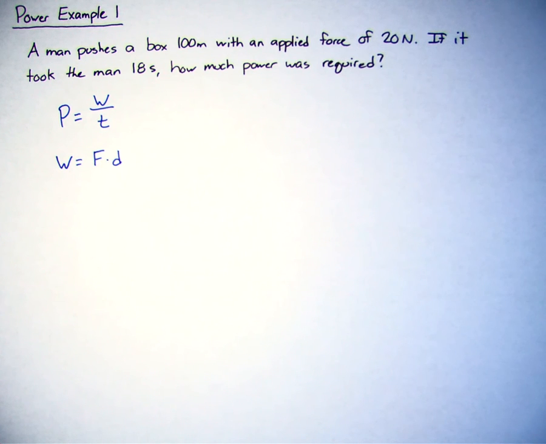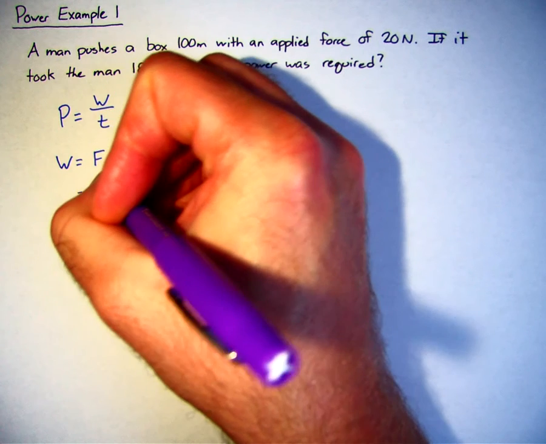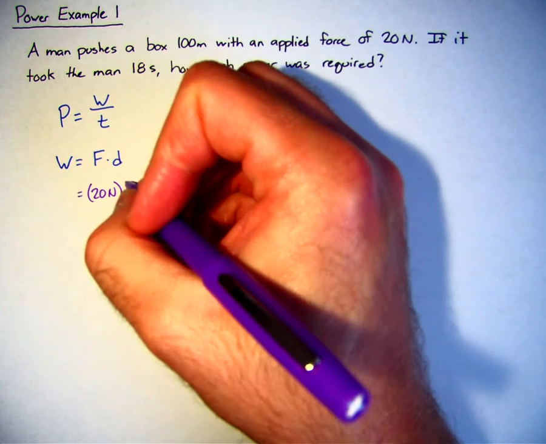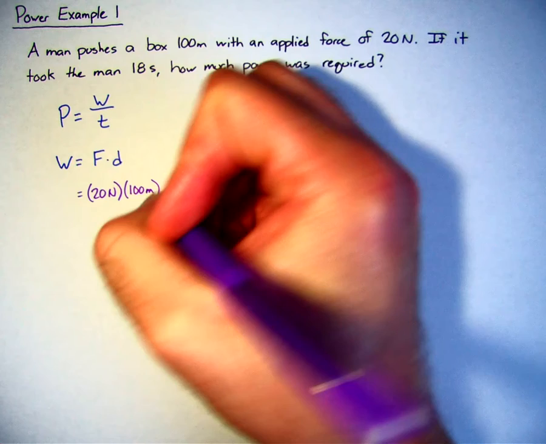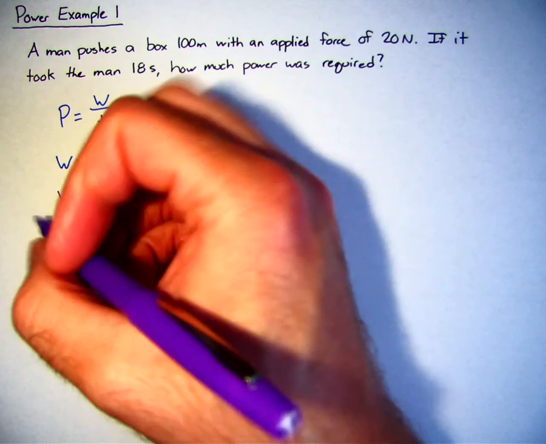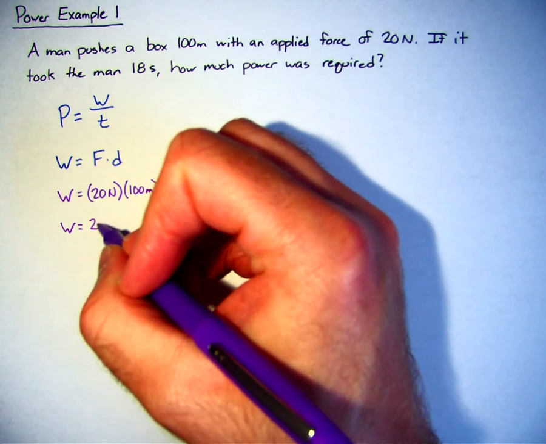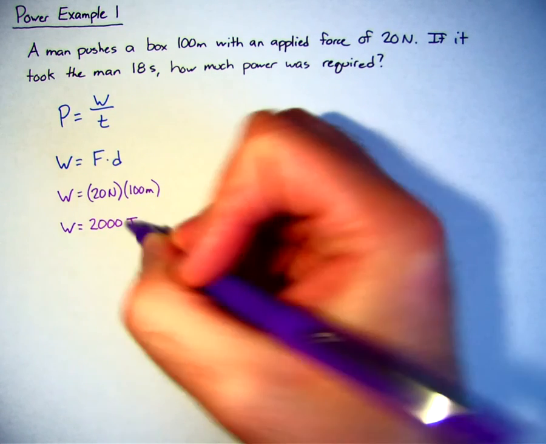Since we know the force is 20 newtons, we know the displacement is 100 meters, we can figure out the amount of work that's done just by multiplying those together. So we have 20 times 100, so that's going to be 2,000 joules of work.